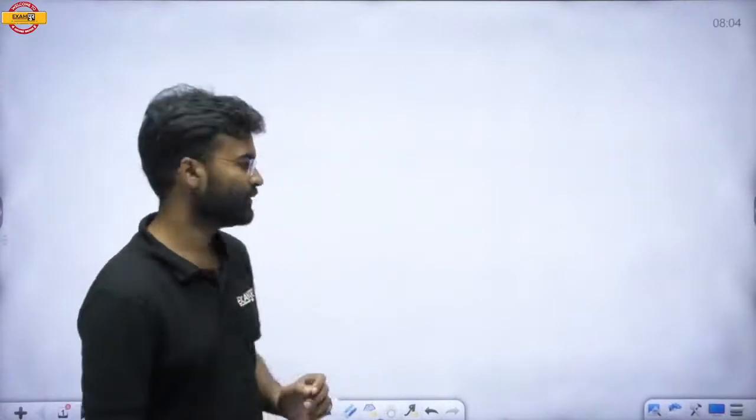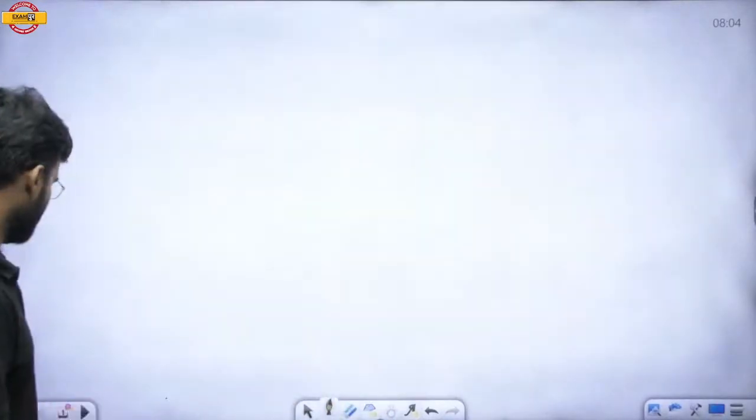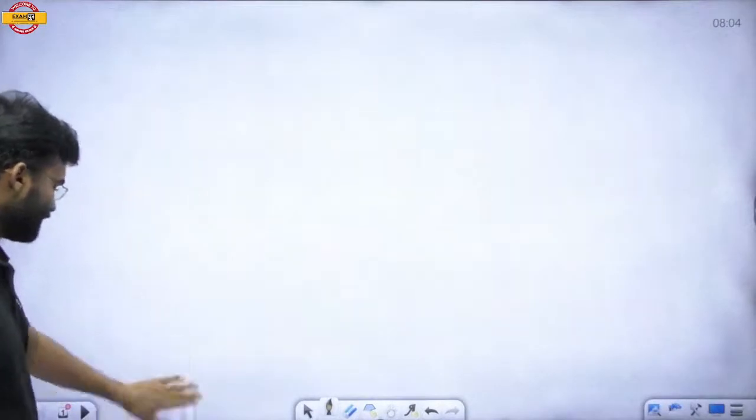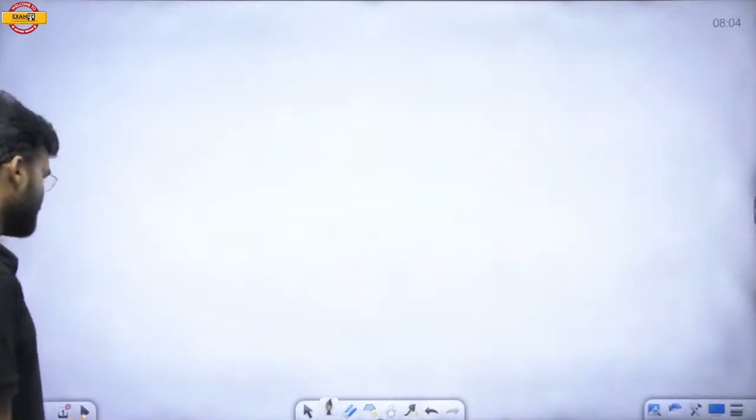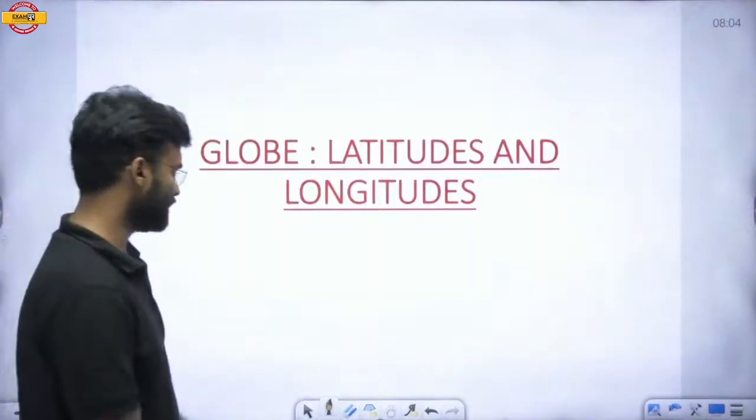So what is the globe? What is the requirement of the globe? Why do we require the globe? And how are latitude and longitude drawn on the globe? All these things we will discuss in this chapter, and this is a very conceptual thing. So you should maintain your presence in the class, for understanding of latitude and longitude.